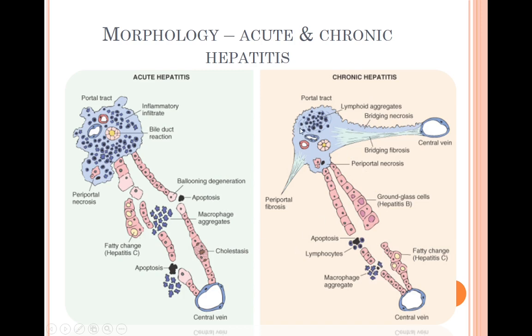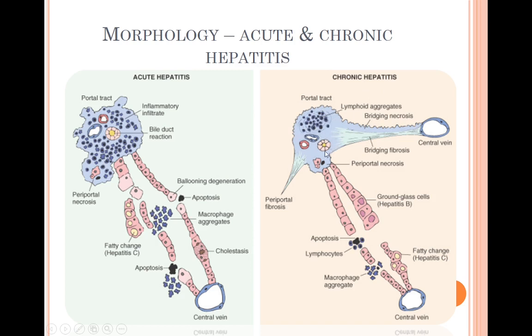And here, the most important difference between acute and chronic is that the inflammatory cells, of course, will be more of neutrophils in the acute. In chronic hepatitis, it's more of lymphocytes. There can be lymphoid aggregates formed.